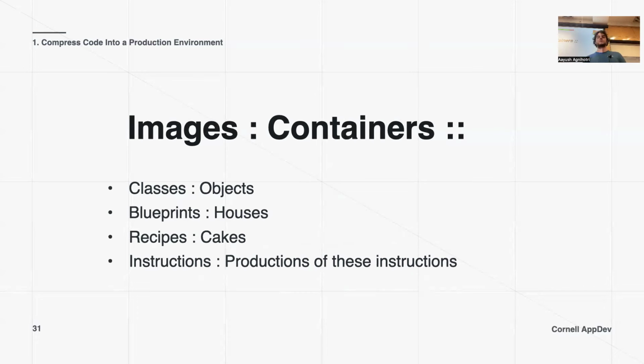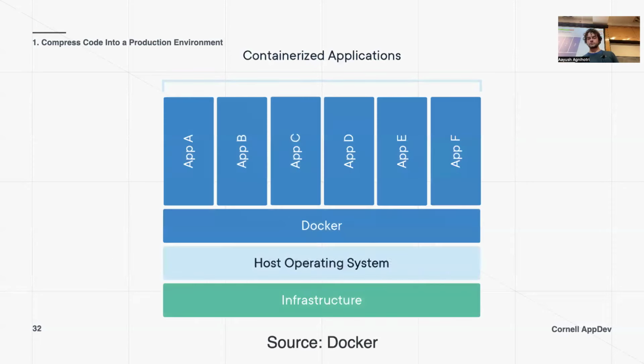They're like classes to objects. The classes are a blueprint for a given object. Again, like blueprints for houses, you have the blueprint for a house, which is the image, and then you have the actual house that was built, which is the container. Recipes for cakes: the recipe is how you build the cake, and then the cake is the actual cake. So it's instructions and then productions of these instructions. Another great thing about Docker is that, like VMs, you can also run multiple containers on the same system. We do this using Docker Compose, which we'll talk about a bit later.